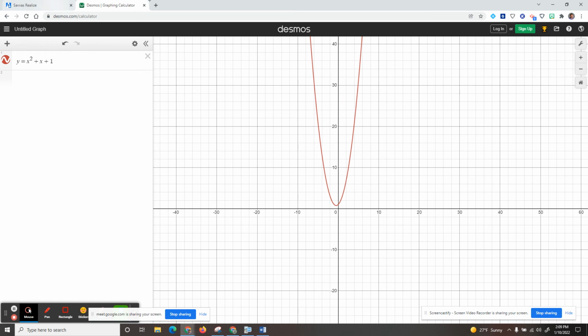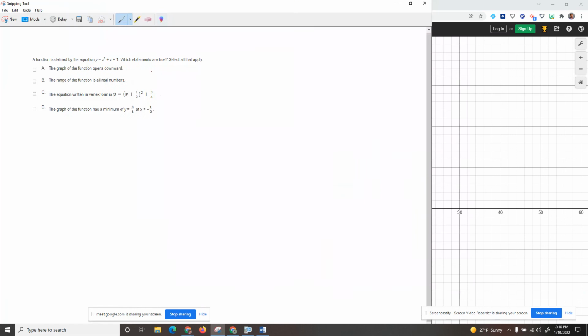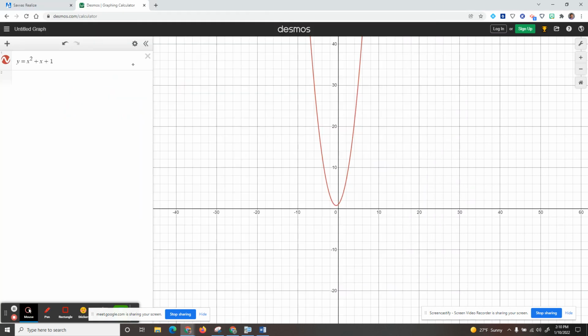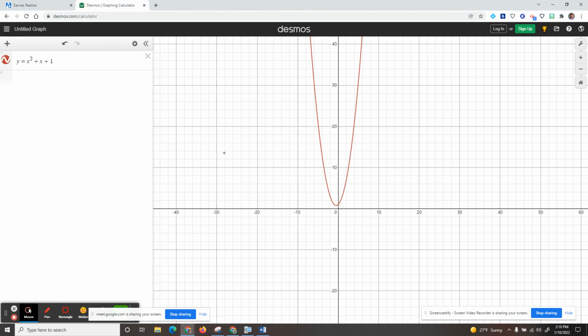So let's read the first statement. The first statement says the graph of the function opens downward. That is clearly opening upward. So A is a false statement. Part B says the range of the function is all real numbers. So the range refers to the y values. Every parabola either opens up or down. So its range will not be all real numbers.